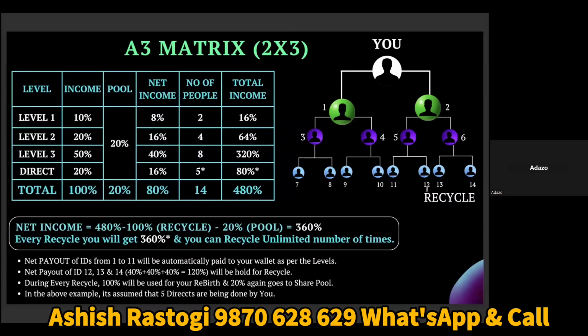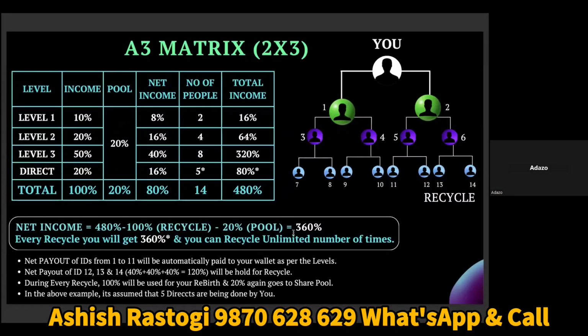And when you recycle also, the last 3 IDs will be used for recycle. That means the net amount of 40% of 3 accounts, that is 40 into 3, 120%. With that, 100% will be used for your recycle and 20% will again go to the share pool. So every time this complete cycle is filled, you make a total income of 480% if you have only 5 directs out of these 14. And if you remove the recycle and the pool income, you still make 360% as a profit.